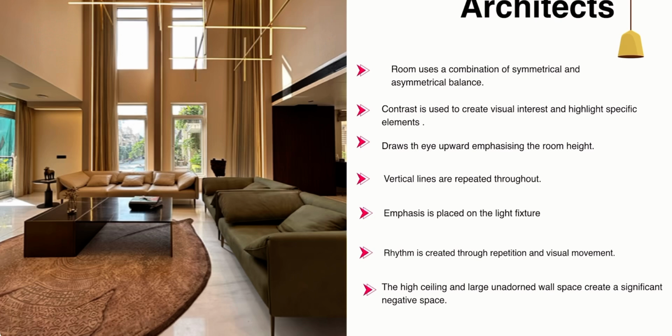Repetition of vertical lines from the windows, curtains, and light fixture creates a rhythmic visual flow. Repetition of cushions on the beige sofa and segmented design of the rug enhances visual continuity. The vertical elements, windows, curtains, light fixture, rods guide the eye upward, creating a sense of vertical movement. The curved shape of the rug softens the rigid lines and gently guides the gaze inward toward the coffee table area.